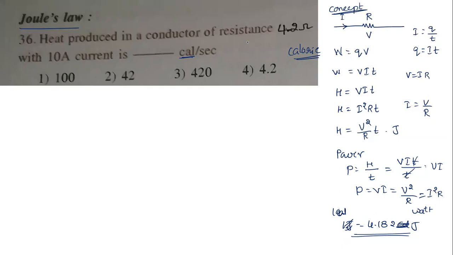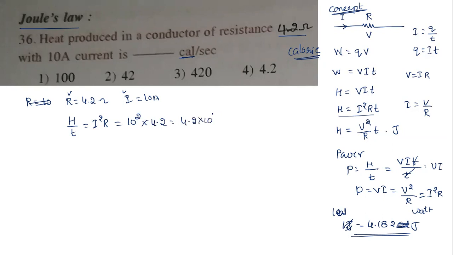Heat produced in a conductor of resistance 4.2 ohm with a current of 10 ampere. They are asking calorie per second, so we need to find the heat generated per second. In terms of I and R, the formula we need is I square R. I square is 100, into 4.2, so it is 4.2 into 10 power 2 joule per second.